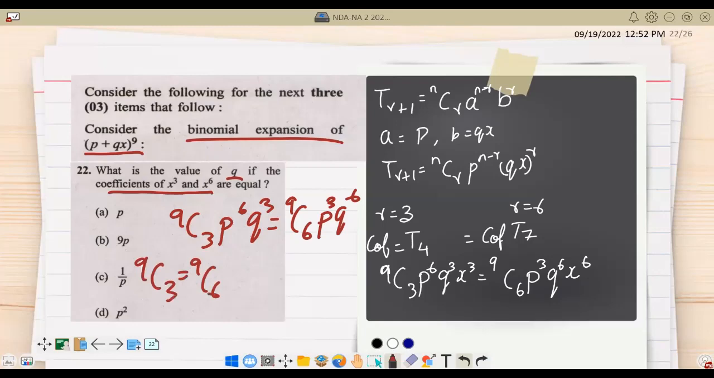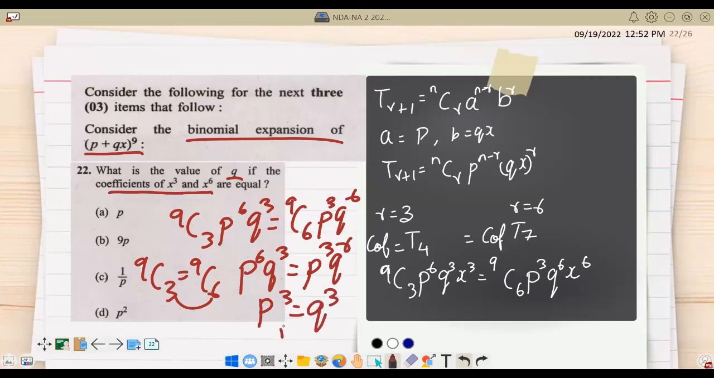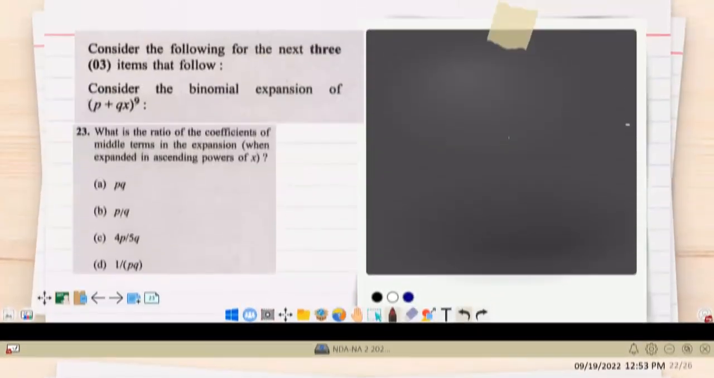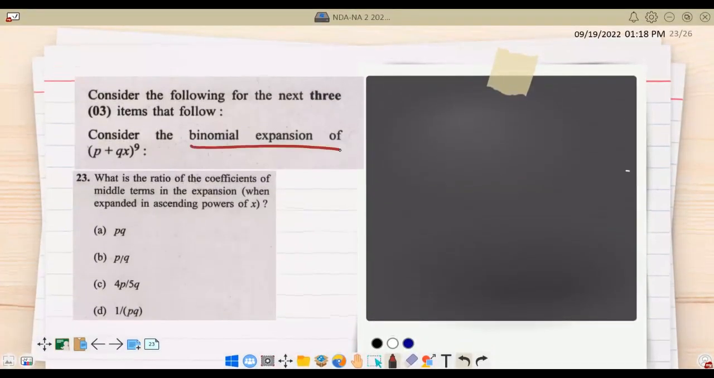If 3 plus 6 is equal to 9, the remaining elements will be P6 Q3 is equal to P3 Q6. Now, if we cross multiply, P cube is equal to Q cube. So automatically P is equal to Q. So the value of Q will be P. The answer is A.